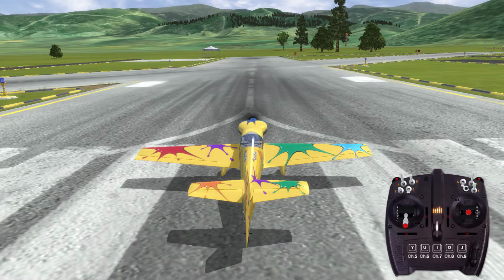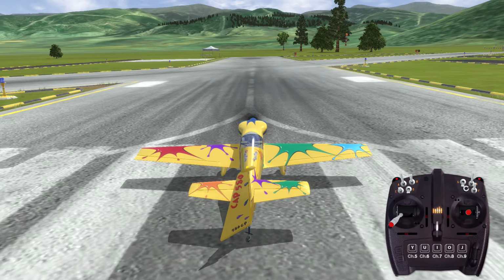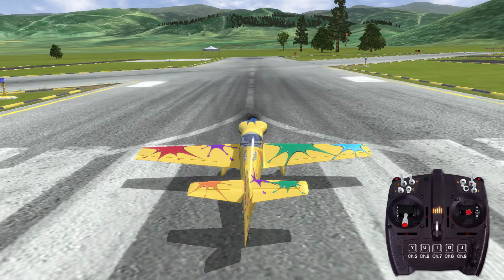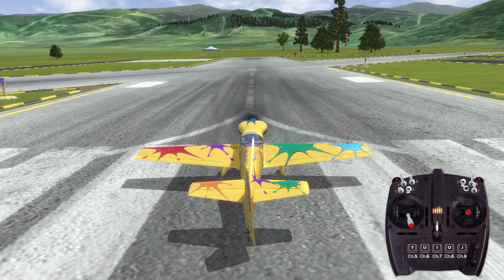Okay, so that's the right-hand stick. What about the left-hand stick? The left-hand stick controls the rudder, which is the big vertical surface on the tail. It also controls the nose wheel or the tail wheel on the ground. So what that does is very similar to the other surfaces.